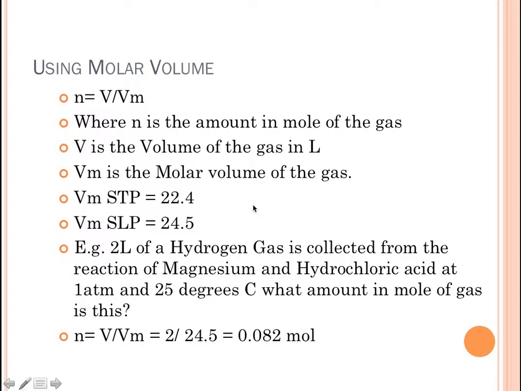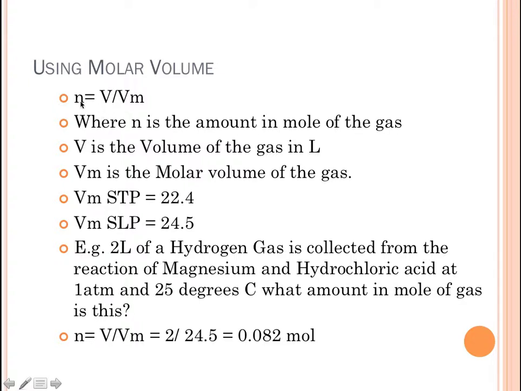We know that for both of those we have a pressure of 101.3 kilopascals. For STP, we have a temperature of 0 degrees Celsius. For SLC, we have a temperature of 25 degrees Celsius. Now, if we know that, then we can use this to find the amount in mole if we know the volume that we actually have.